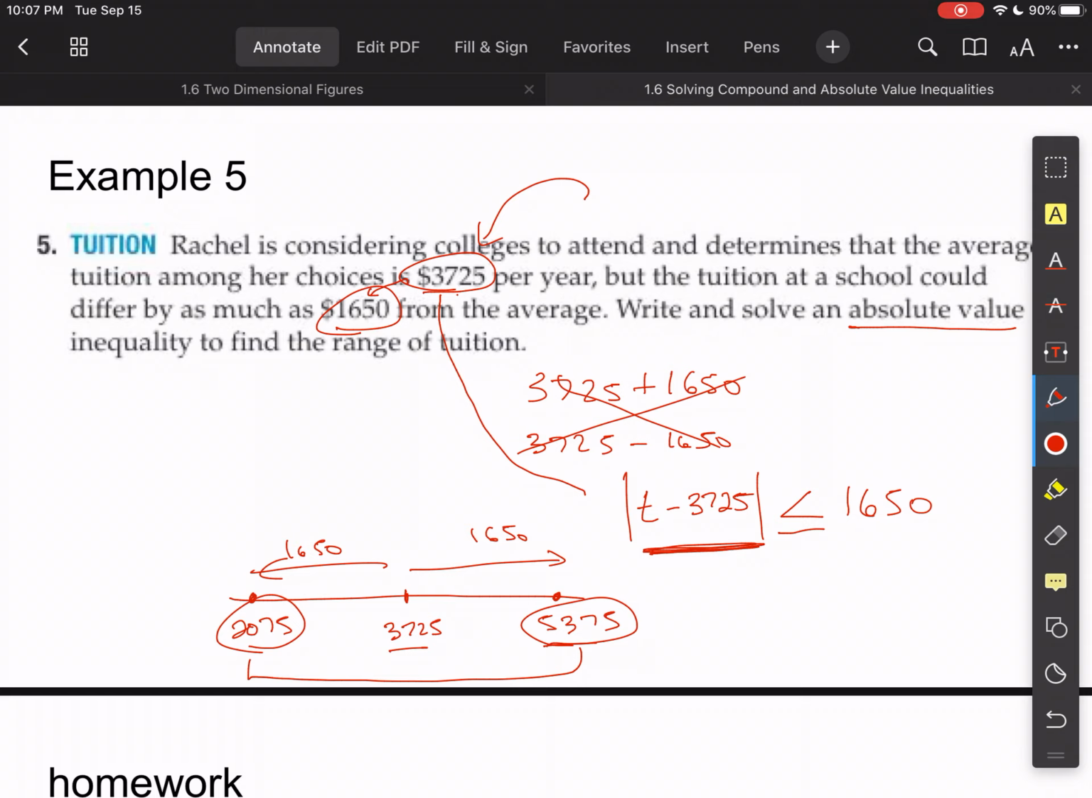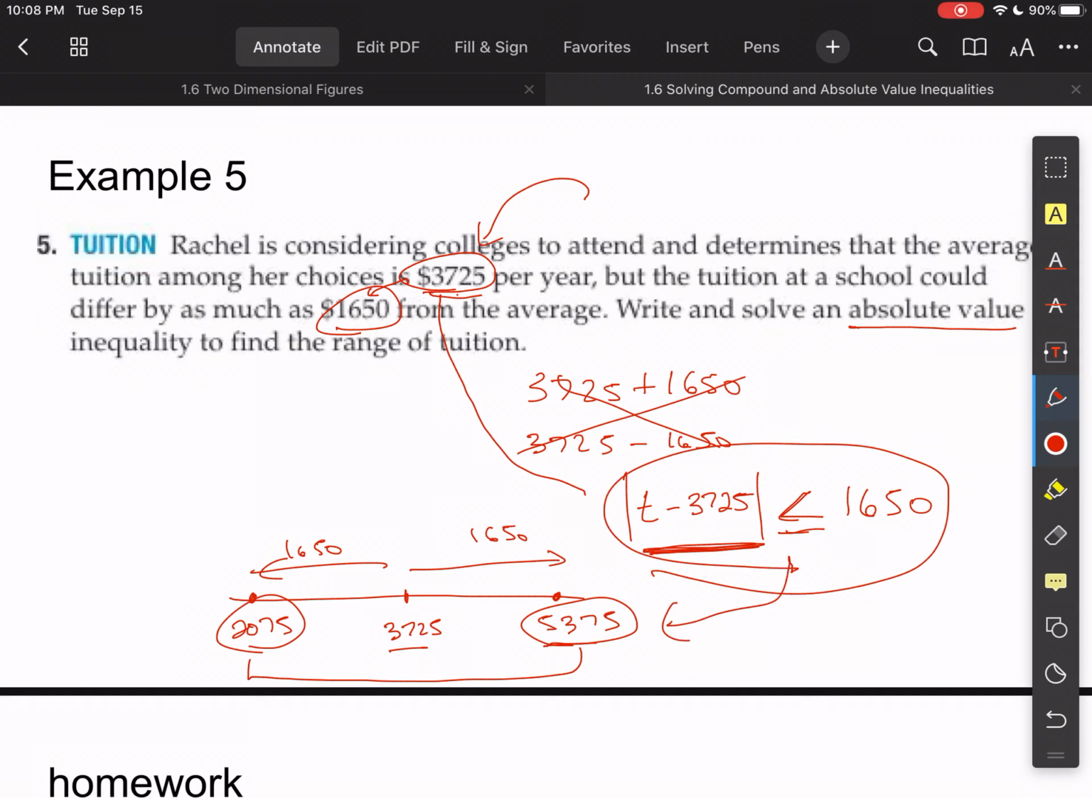If that does not make sense to you, don't worry about it too much. I will review that again. But yes, we're looking at a distance from the average cost of tuition. So difference from the average cost of tuition, and difference is subtraction. And it has to be less than 16.50. So that's why I did less than or equal to 16.50. Okay, so there's my absolute value.